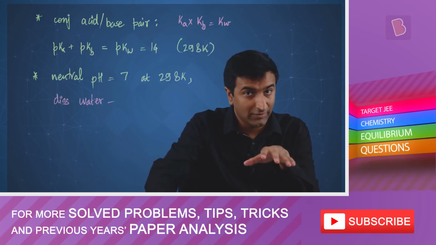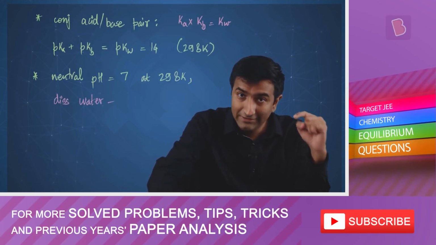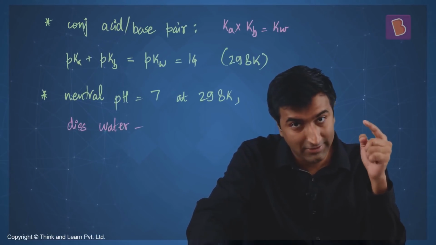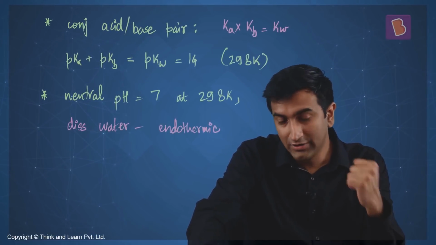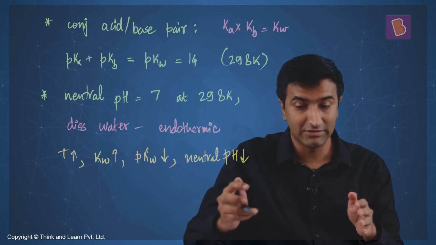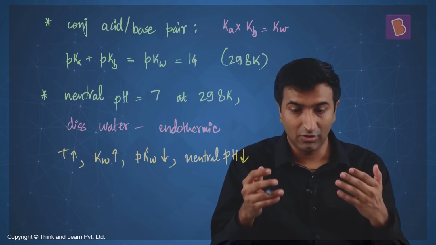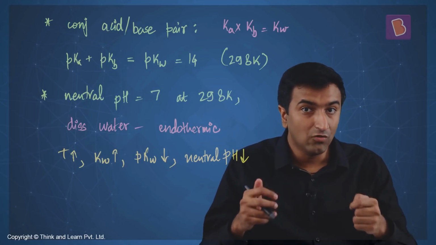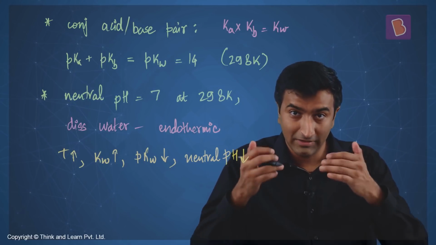Now, dissociation of water specifically, this is interesting and it's been tested multiple times in the JEE Advanced exam. So pay attention to this. Dissociation of water is endothermic, which means that as T increases, Kw increases. So the neutral pH changes. It's no more at 7. It's going to be a lower value because pKw will reduce. Yeah, Kw increases, pKw decreases.